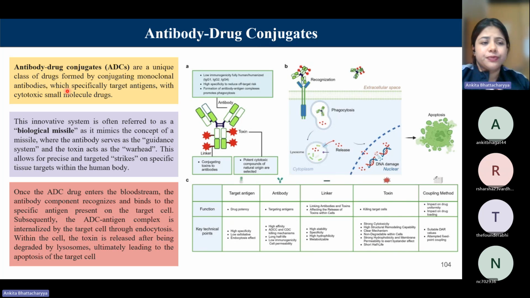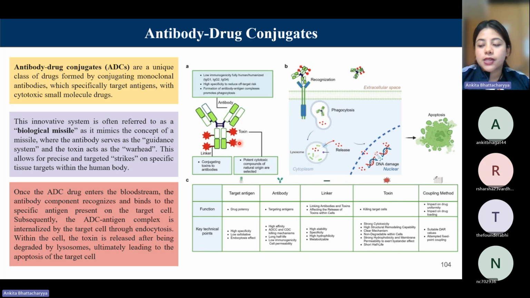What does it exactly entail? So ADCs, or sorry, antibody drug conjugates, are a unique class of drugs which are formed by conjugating these monoclonal antibodies, which specifically target antigens, with cytotoxic small molecule drugs. So what you're doing is you have this antibody, and onto its heavy chain, onto its constant region, you are chemically conjugating a certain type of toxin.